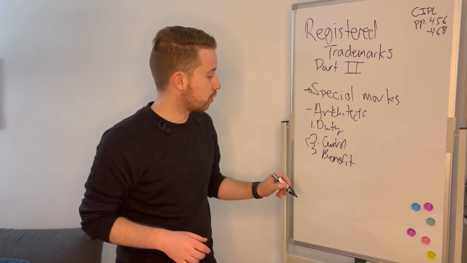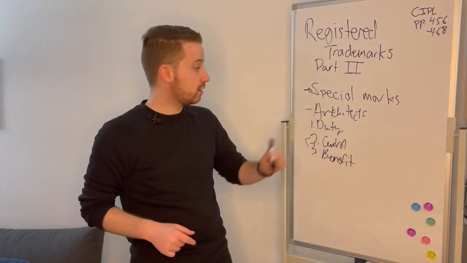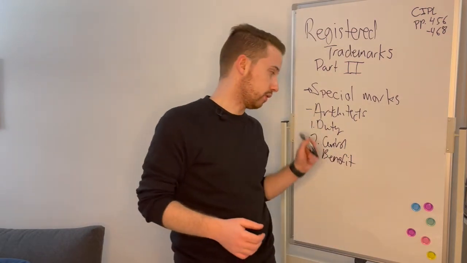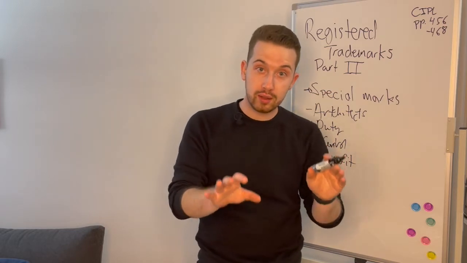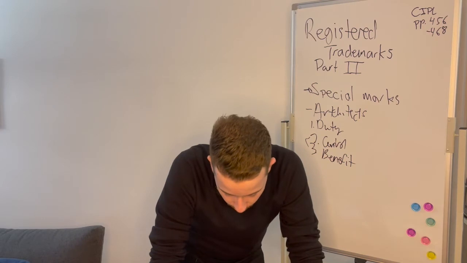So these are the main requirements. It has to be government control and a public benefit, and the duty to the public is relevant insofar as it helps prove the other two. So it's not a requirement of its own anymore, right?